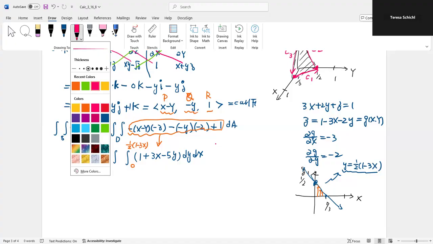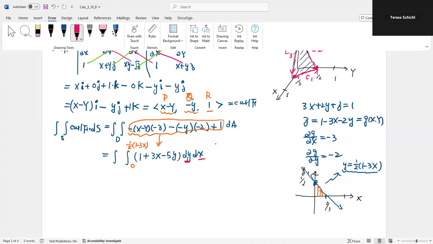After you finish dy, what is my dx? My x is from here to here, right? So my x is from 0 to 1/3 here. So then this turns out to be a very simple integration.